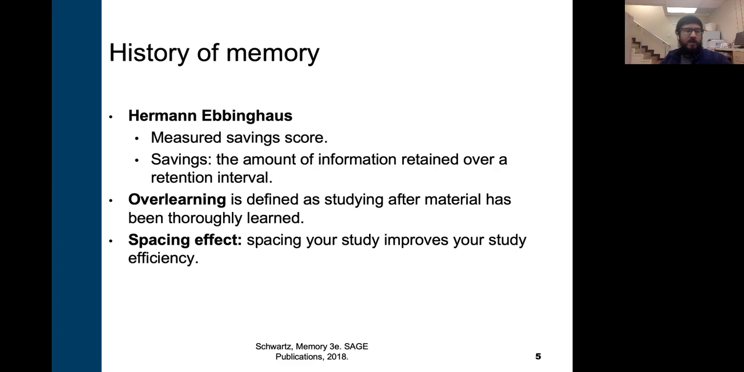But at the same time, people can often use different techniques, like the spacing effect, which means that if you space your study, it will improve your study efficiency rather than studying 5 hours on one material. That's actually shown to not be very effective compared to breaking pieces down. But there's some pieces of historical information here that are important to the class.